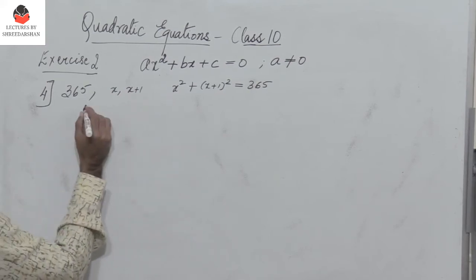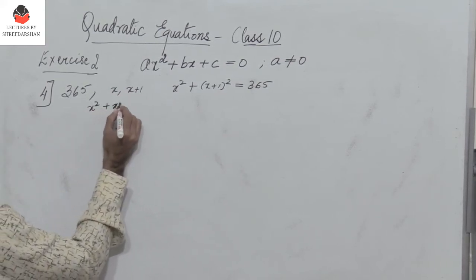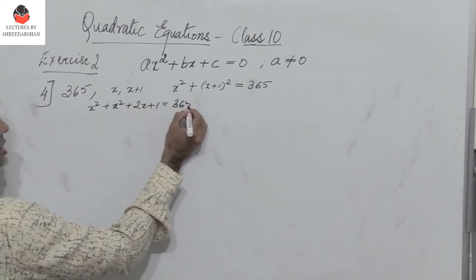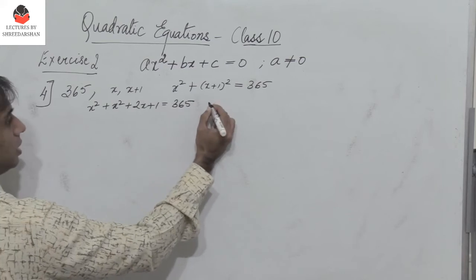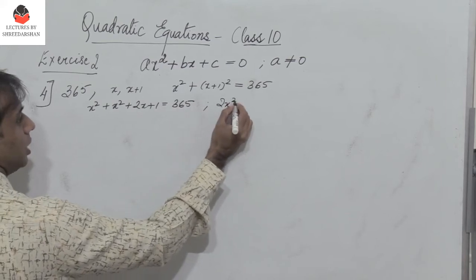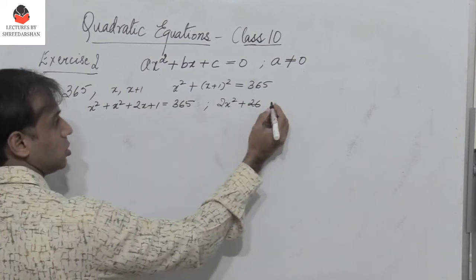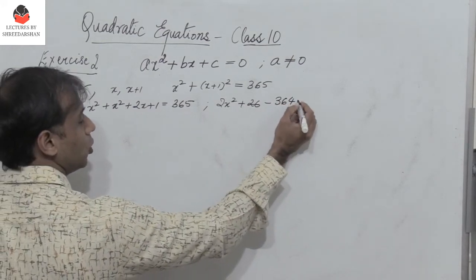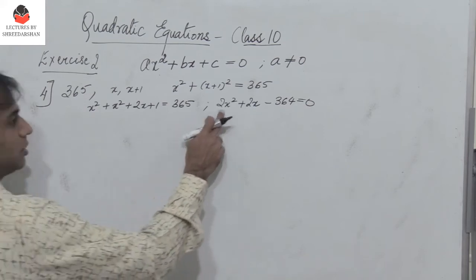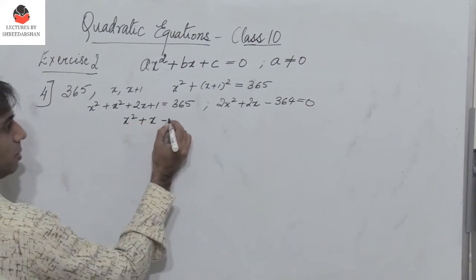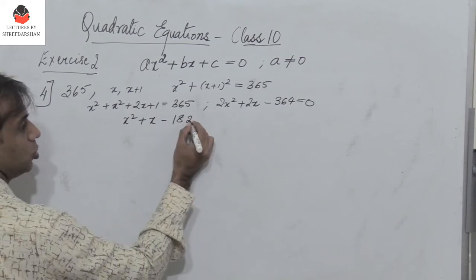So now let me expand this. I get x square plus 2x plus 1 equal to 365. So we have 2x square plus 2x. So I bring this 365 to LHS. So I get minus 364 equal to 0. So now let me divide this by 2. I get x square plus x minus 182 equal to 0.